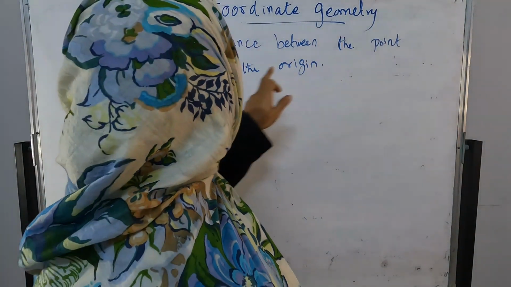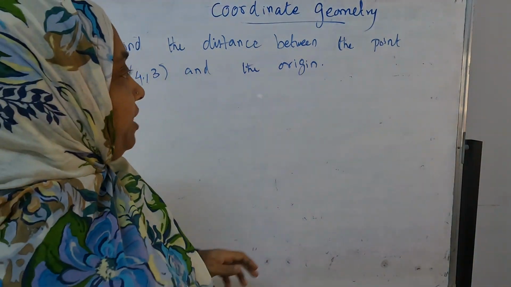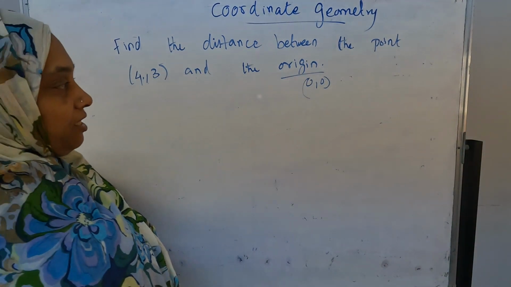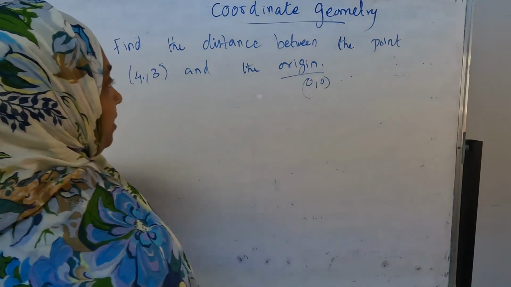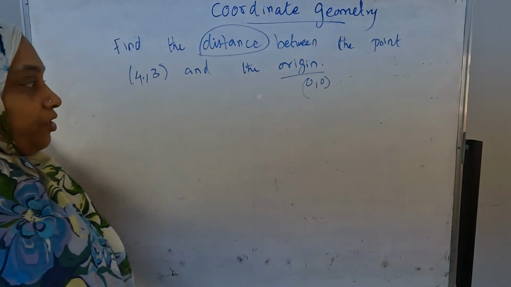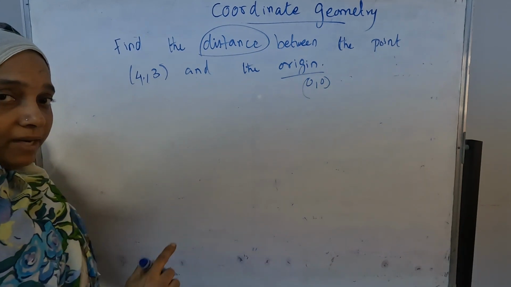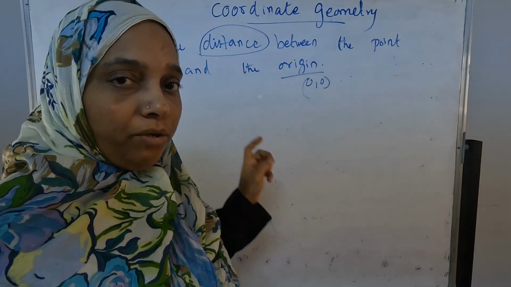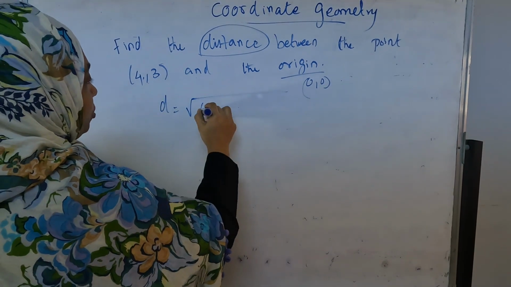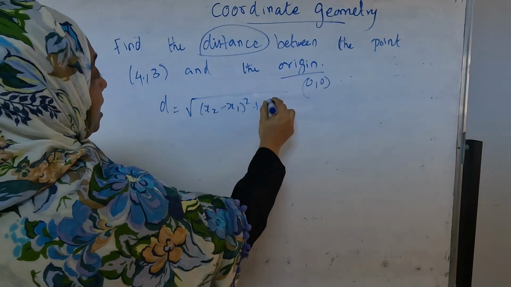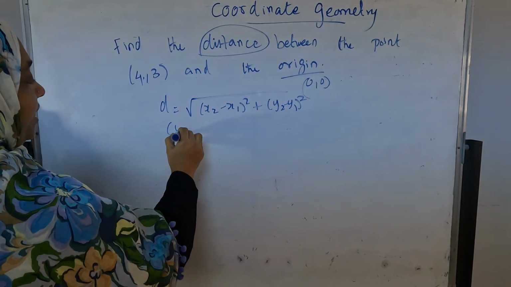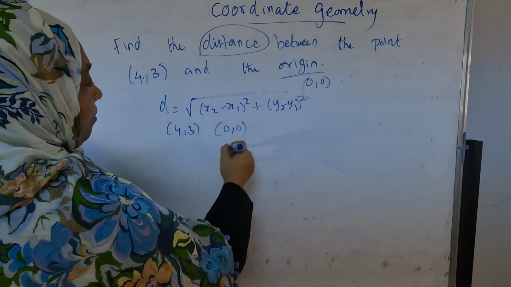Find the distance between the point 4, 3 and the origin. Origin means what? 0, 0 only. If they are representing origin, you have to decide that it is 0, 0 only. Here the word distance they used, already I told you distance means distance formula only. Use the distance formula, write the formula. Formula will carry 1 mark. So write the formula first. Then distance is equal to root of (x2 minus x1) the whole square plus (y2 minus y1) the whole square. First you write the points: 4, 3 is one point, another point is 0, 0.